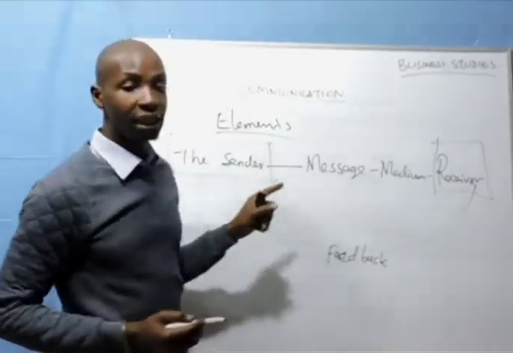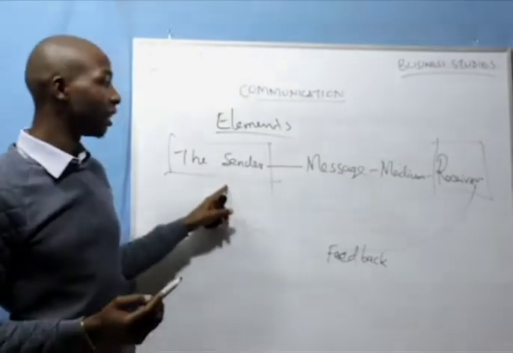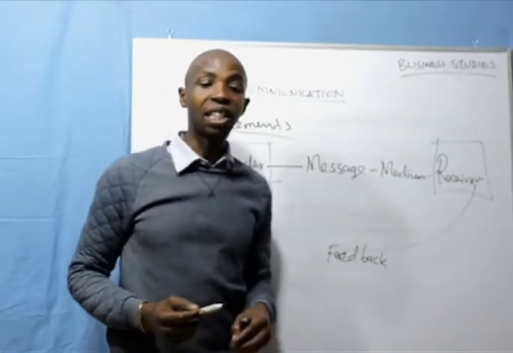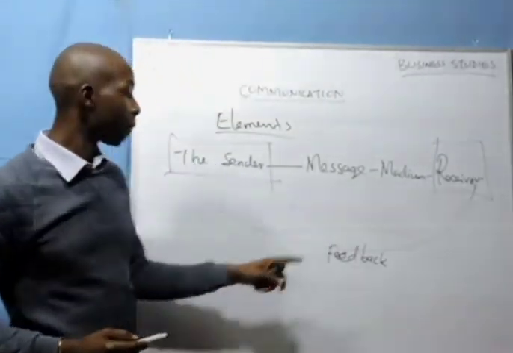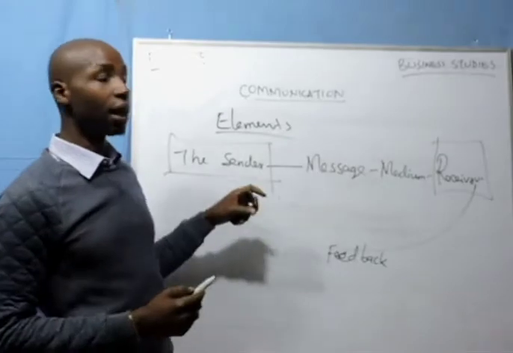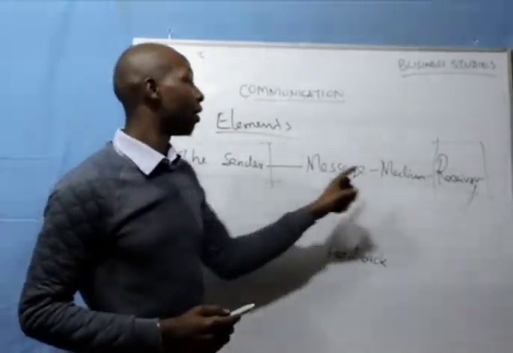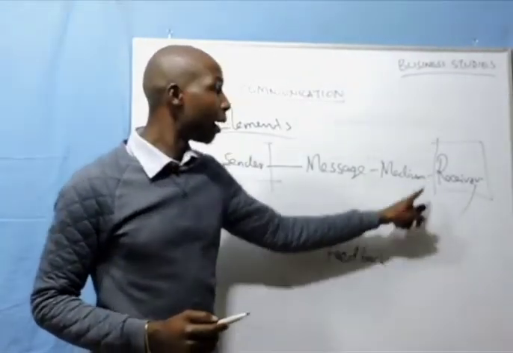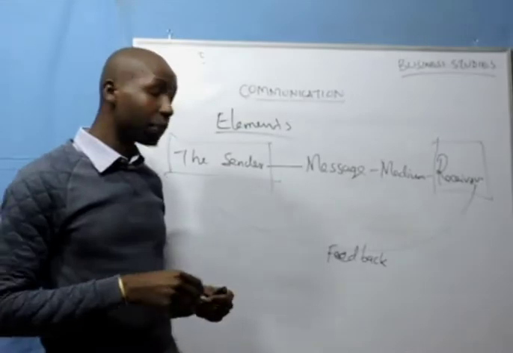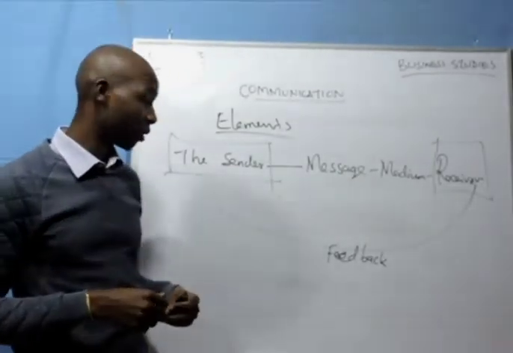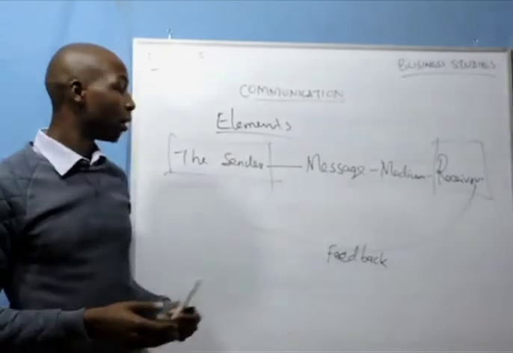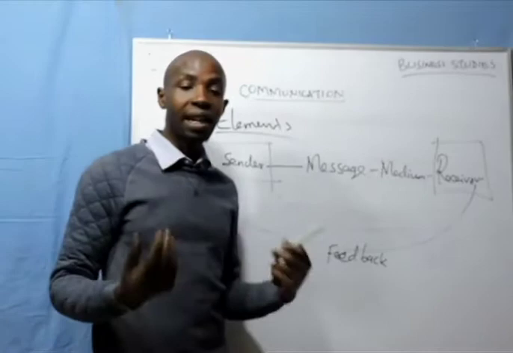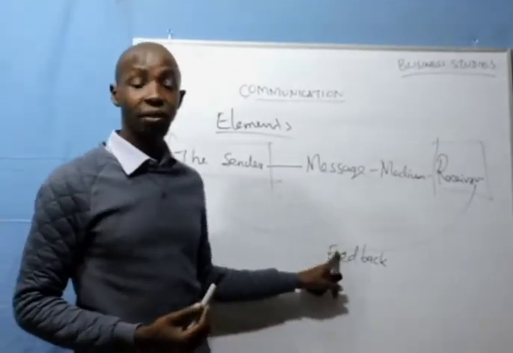So the sender is basically the person from whom the message is coming. The message is the information being conveyed, and the medium is the channel used to convey that message. Feedback is now completing that process of communication, where the sender always expects a feedback from whoever they have sent the message to. For example, if I ask you a question, what is your name? Definitely, I am inquiring about your name. So when you give me your name, my name is Michael, then that is the feedback.